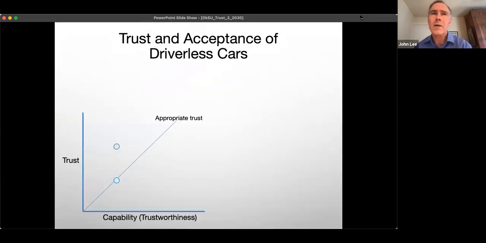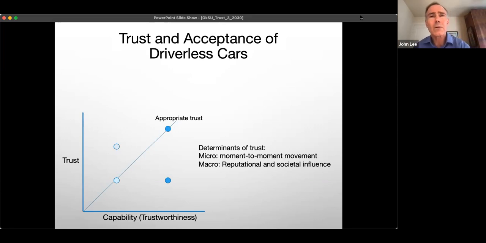So this is really important and will only be achieved if we can raise the trust to an appropriate level. So we'd like those highly capable vehicles to be trusted and used, but they may not be. They may be under-trusted. And so what we're looking at here is determinants of trust. We talked about the micro determinants previously in terms of the moment-to-moment attention to the road that can be influenced by the movement of the vehicle. What I'll talk about now is looking at the macro level, the reputational or social influence of trust that I think is also potentially important.